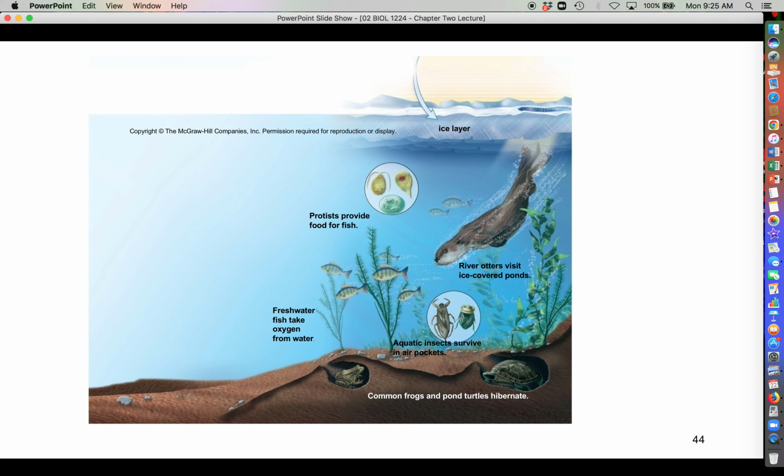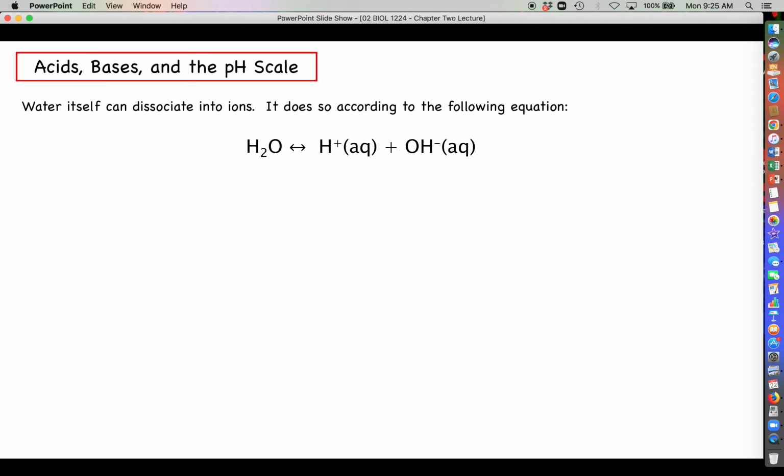So this picture kind of shows the same thing. You've got the top of this pond that is frozen over, but the water deeper in is actually still above the freezing point, and all the different aquatic organisms that are down here are still able to live and operate as best as they possibly can.